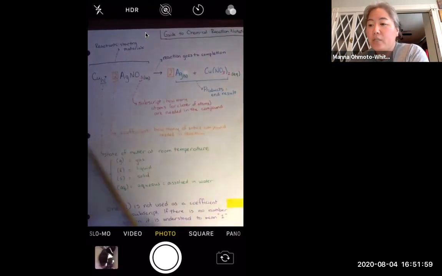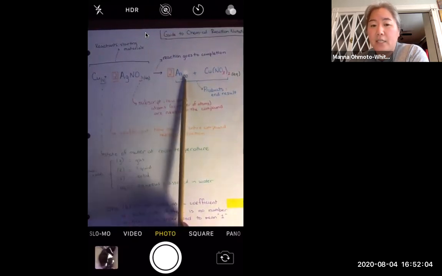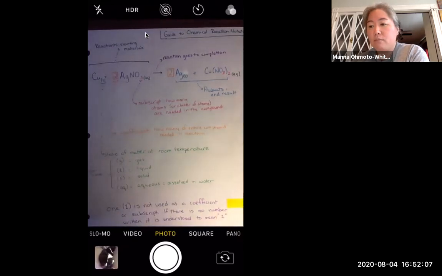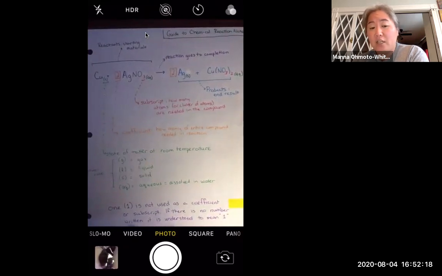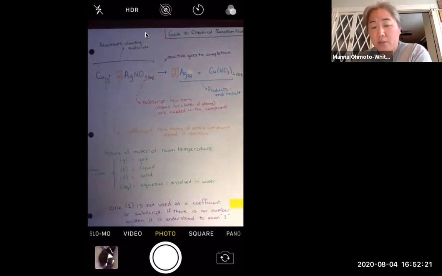So another thing that you'll notice is that there are, in green, little subscripts of letters in parentheses after each reactant or product. So those are the states of matter, and they are the states of matter at room temperature. It doesn't matter if the reaction normally occurs in really cold temperatures or really hot temperatures. We write down the states of matter as if they were at room temperature. Lowercase g stands for gas, lowercase l stands for liquid, lowercase s stands for solid, and aq stands for aqueous, which means dissolved in water.